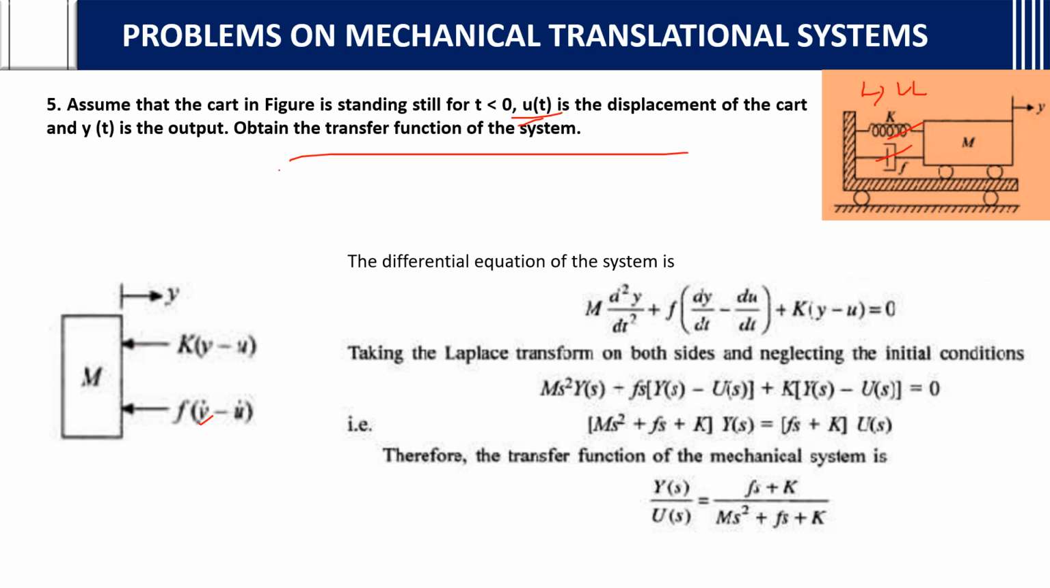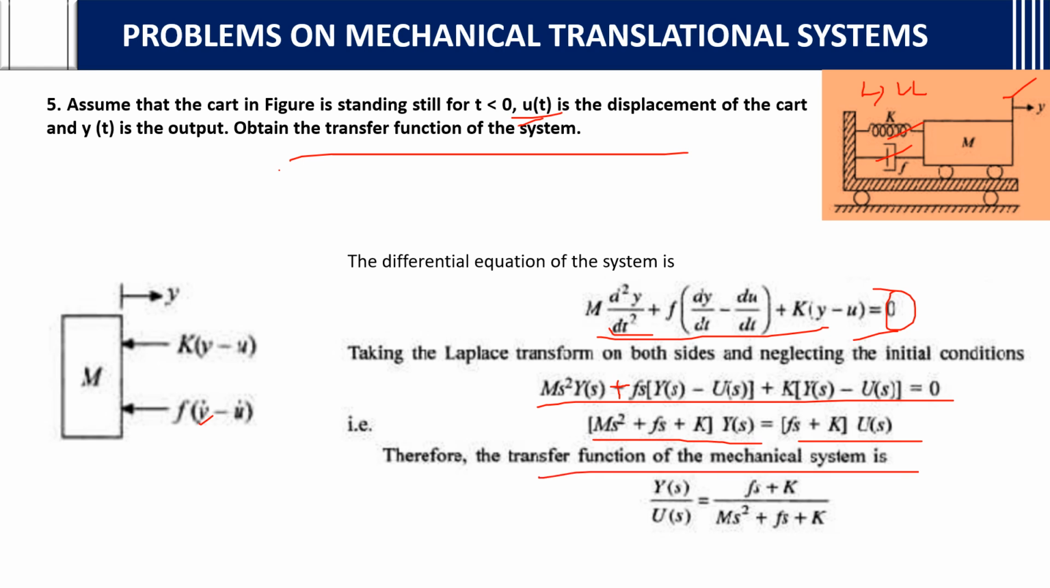Understanding? After writing the free body diagram, we will write the differential equation the same way. M into d square y by dt square, plus f into dy by dt minus du by dt, plus k into y minus u equals 0, as there is no force. Taking the Laplace transform, again you will get m s square y of s plus fs into y of s minus u of s plus k into y of s minus u of s equals 0. Taking y of s common, you get ms square plus fs plus k, and u of s common, fs plus k.